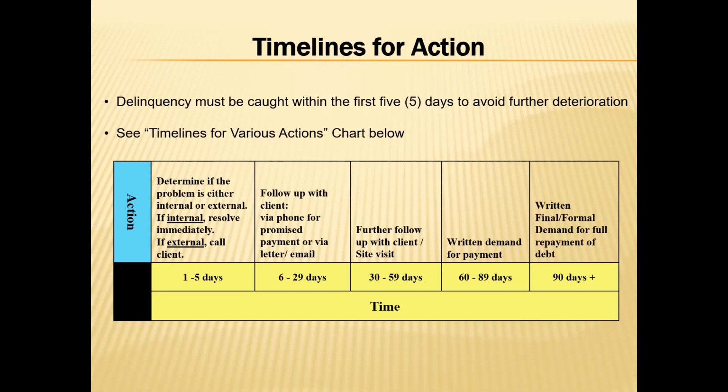So here we have this timeline for various actions chart, and we have the action, and then in each we have days. In the first 1 to 5 days, it says determine if the problem is either internal or external. If internal, resolve immediately. If external, call the client. Between day 6 and day 29, you want to follow up with the client via phone call for the promised payment, or via letter or email.